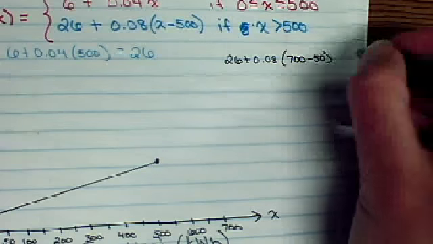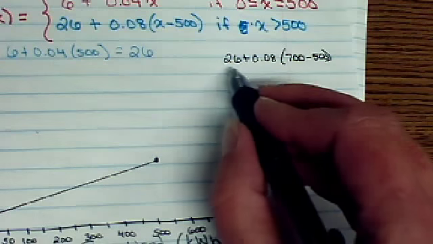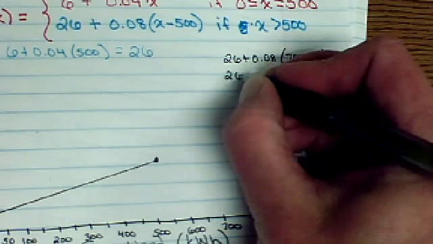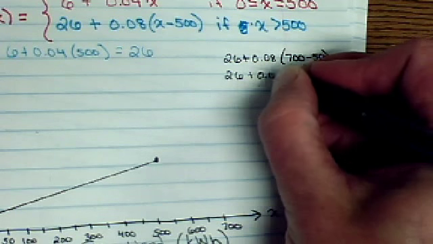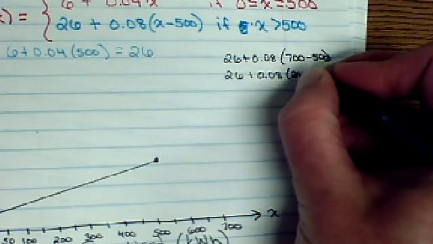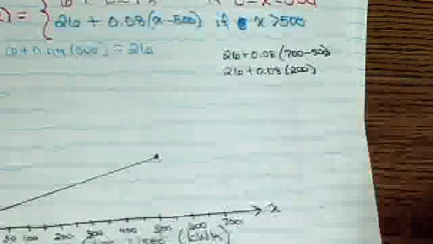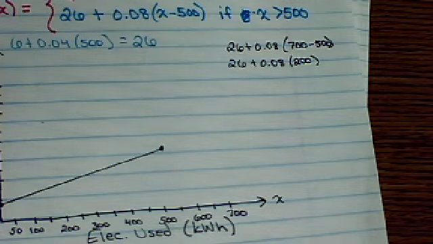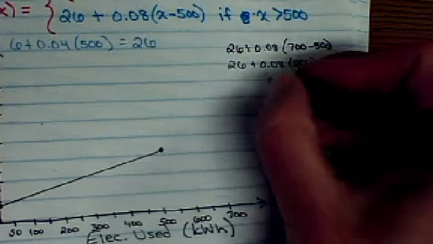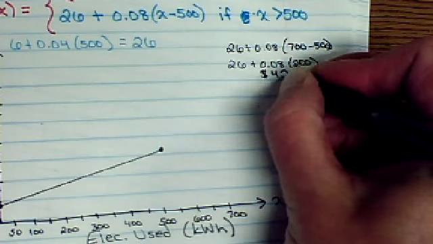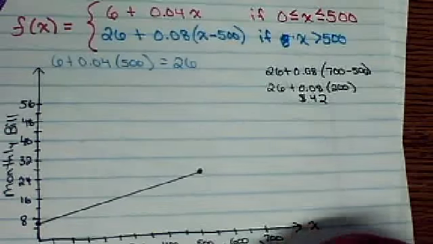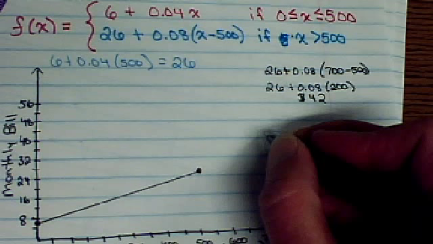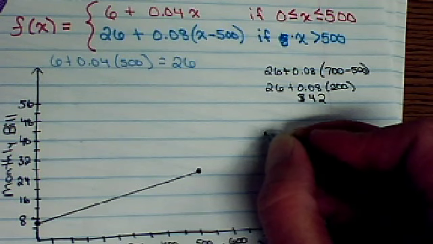Now remember, this is already taking care of the 500 hours. So the 8 cents is only being charged for the 200 hours that's over 500. So now 26 plus 8 cents times 200, and that's $42. Okay, so here's 700 goes to 42.